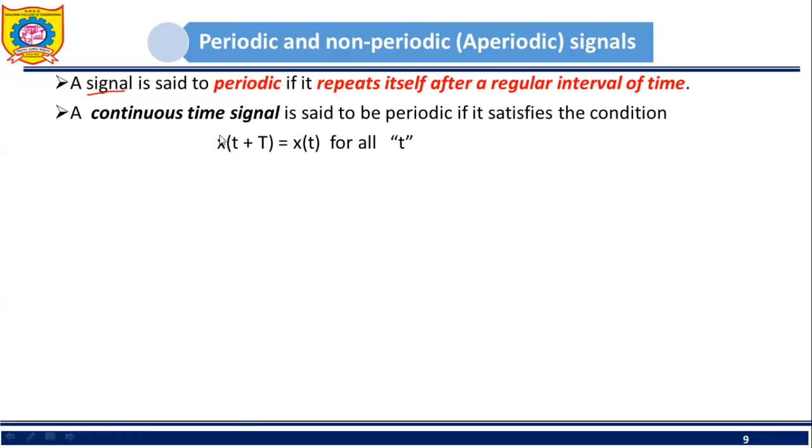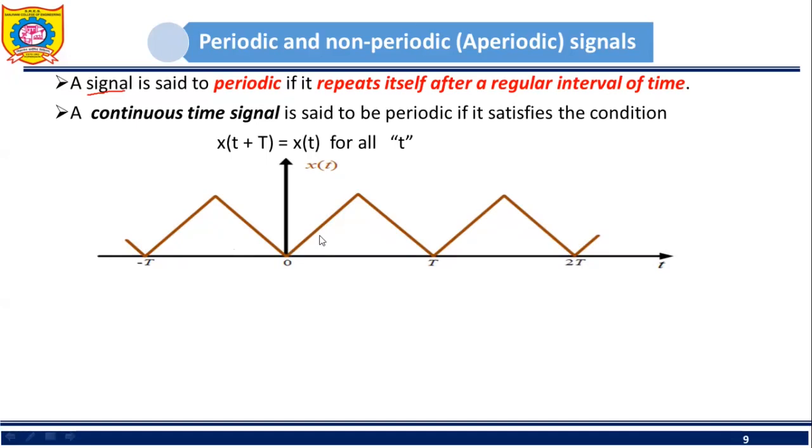So if this condition is satisfied, x of t plus capital T, where capital T is the time interval after which this particular signal is expected to repeat itself, should be equal to x of t. And this condition should get satisfied for all values of t. Then that continuous time signal is said to be periodic. Now consider this particular signal.